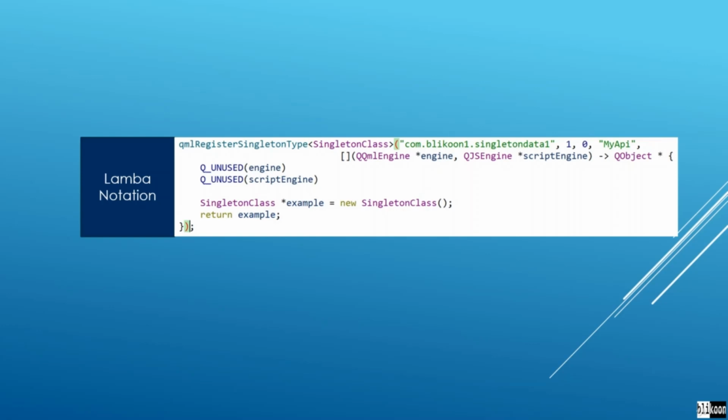You can also use lambda function notation. We just saw this, and it works exactly the same way we did in the last lecture. We are providing the capture list, the parameter list, the return value, which is a Q object pointer, and inside we do our usual thing, creating an instance of singleton class and returning it. We are going to go to Qt Creator and play with this.